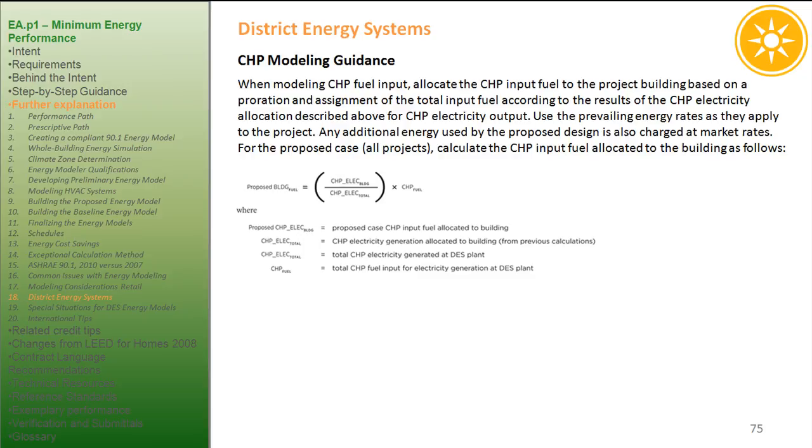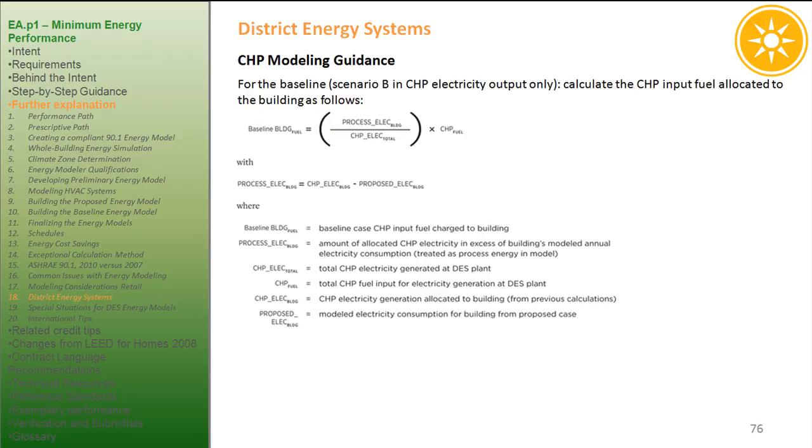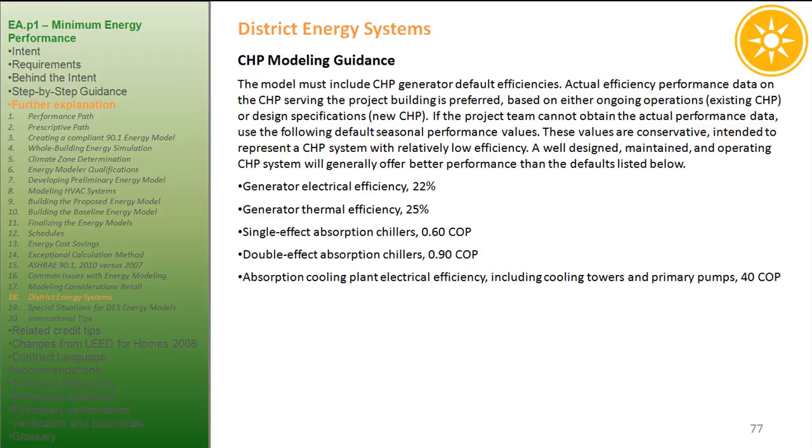For the proposed case, all projects, calculate the CHP input fuel allocated to the building as follows. For the baseline, scenario B and CHP electricity output only, calculate the CHP input fuel allocated to the building as follows. The model must include CHP generator default efficiencies. Actual efficiency performance data on the CHP serving the project building is preferred, based on either ongoing operations (existing CHP) or design specifications (new CHP).